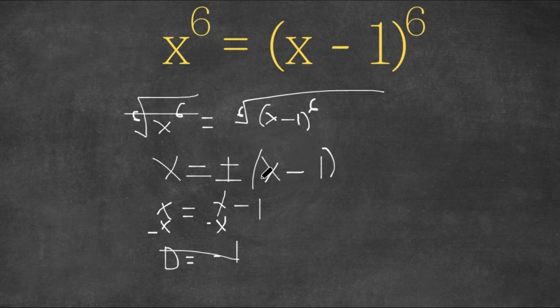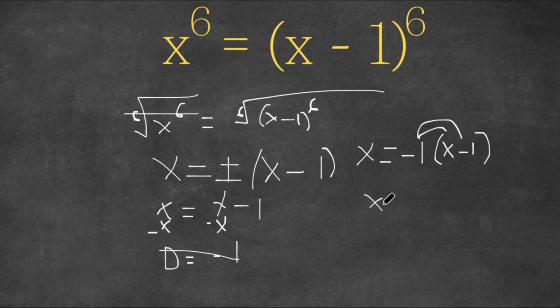So now let's try the negative version. Let's do x equals negative 1 times x minus 1. It's the same thing as just negative x minus 1. So now we're going to have to distribute this negative 1. So we're going to multiply with x and negative 1. So this results in x equals negative 1 times x is negative x. Negative 1 times negative 1 is positive 1.